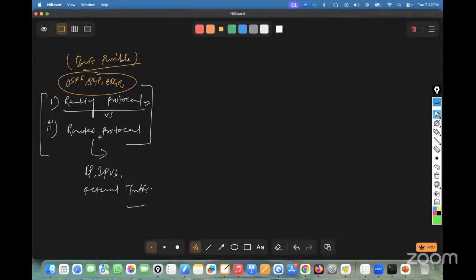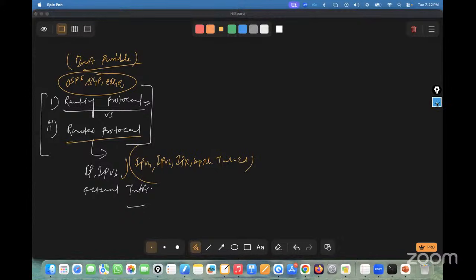But to go from one source to another destination, I need the routed protocol. And these routed protocols can be your IPv4, IPv6, IPX, AppleTalk. These are the different protocols they are going to use to carry my actual traffic from one location to another. So this is the difference between the routing protocol versus the routed protocol.